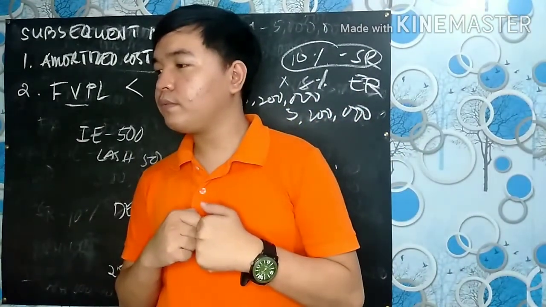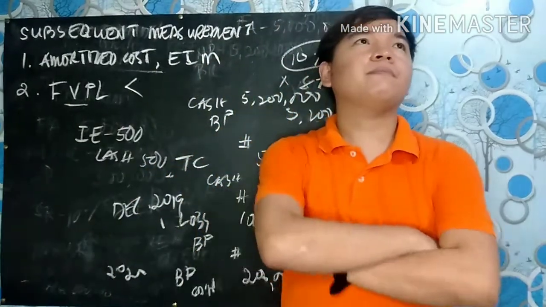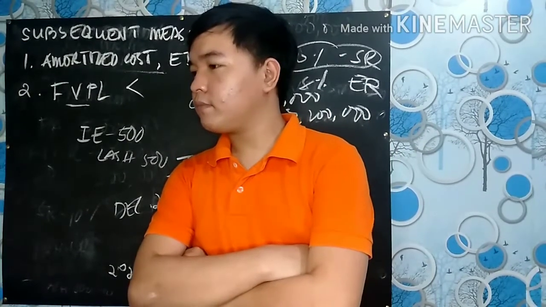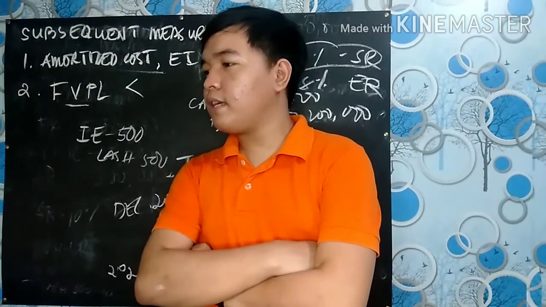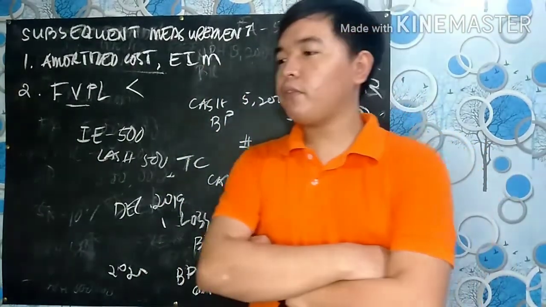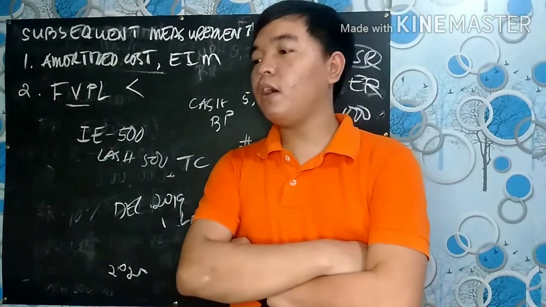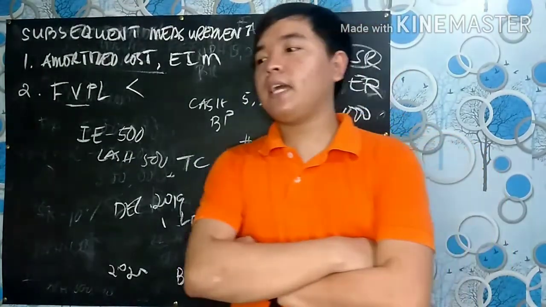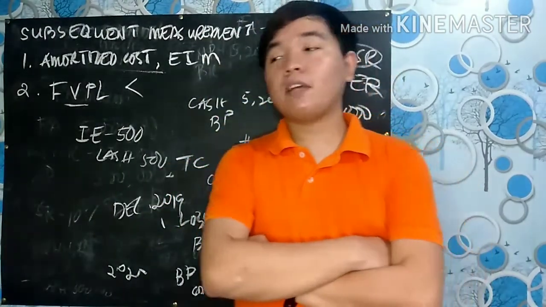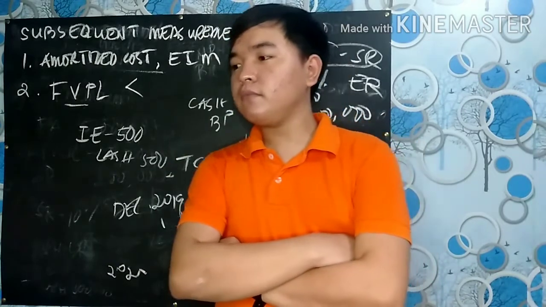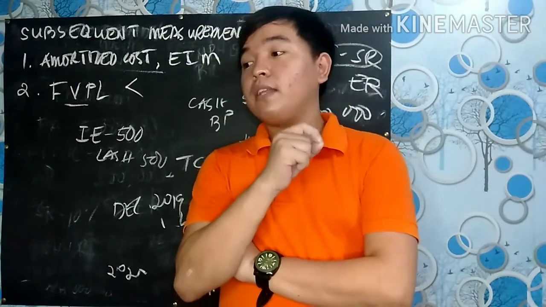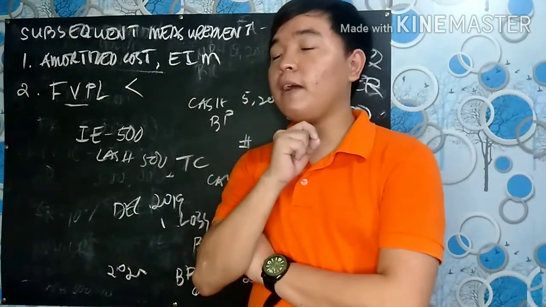Present value of the debt. Wait a minute. Present value or face amount. An amortized debt discount should be reported as letter A, direct deduction from the face amount of the debt. Letter B, direct deduction from the... Oh, no. The answer is letter A. Kasi nga, di ba, valuation account din tong debt discount. Yung unamortized debt discount. So, that's why it is letter A. So, direct deduction from the face amount of the debt.